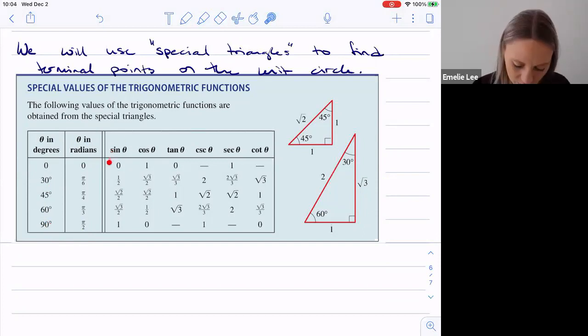Like I said, we're going to focus on sine and cosine today, and then we'll move on to the tan and the cosecant, the secant and the cotangent. But for now, just focus on sine and cosine.